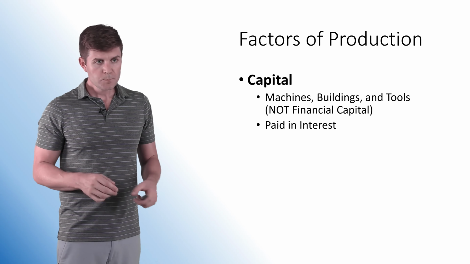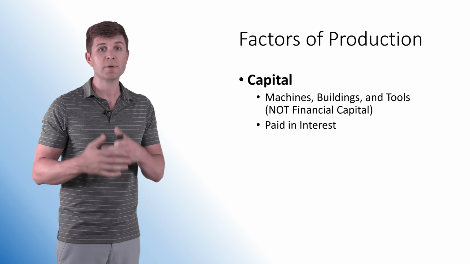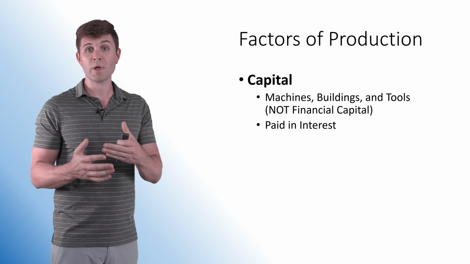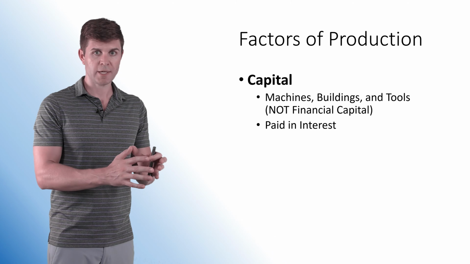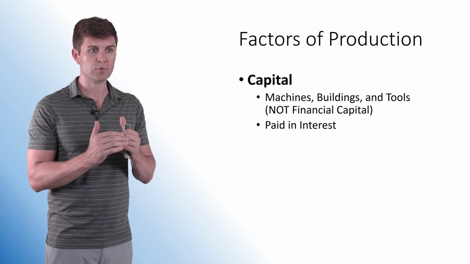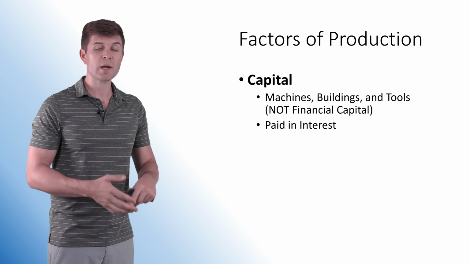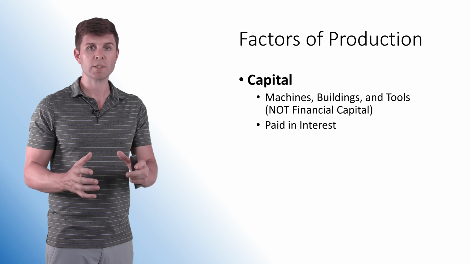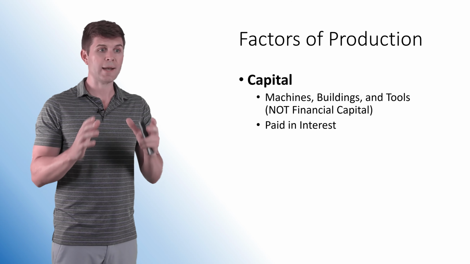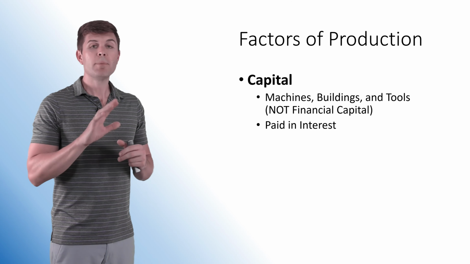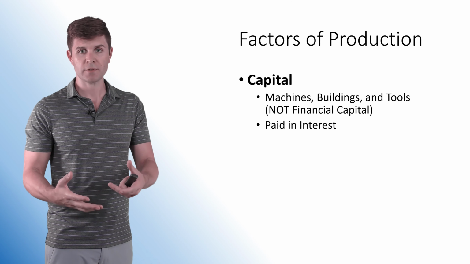The other two, we've got capital. Capital is probably the most confusing to understand because it often gets confused with financial capital, money. Capital is not financial capital. Make sure you differentiate between the two. Capital in this sense are the machines. They are the tools. They are all the man-made goods that are used in the production of other goods and services. So remember that, not financial capital. But in this case, instead of rent or wages, we call it interest.